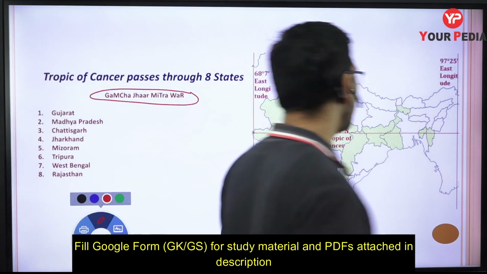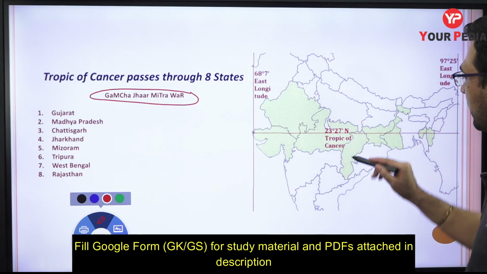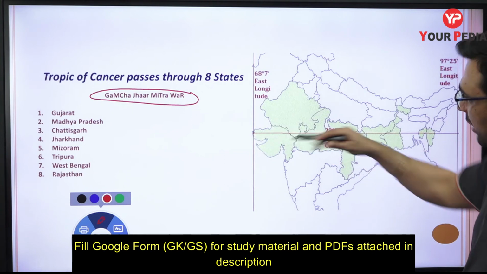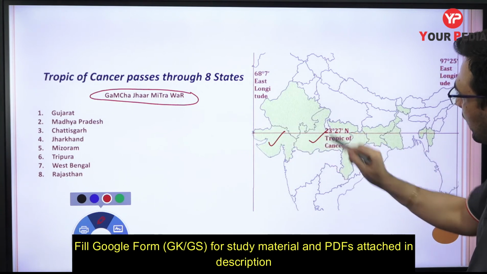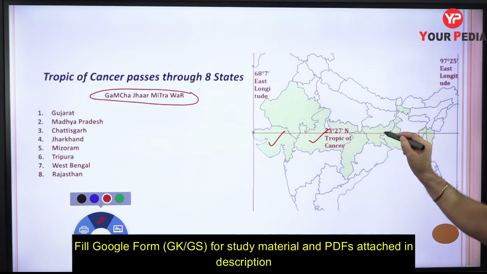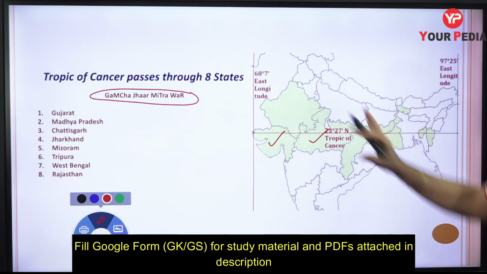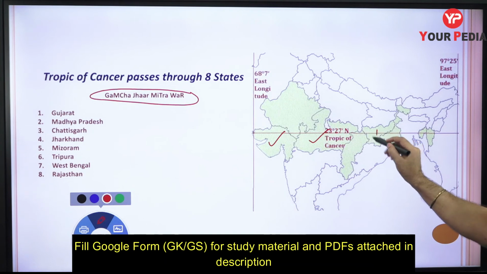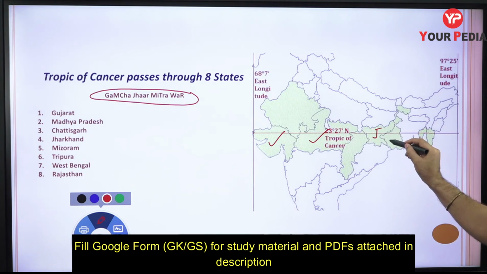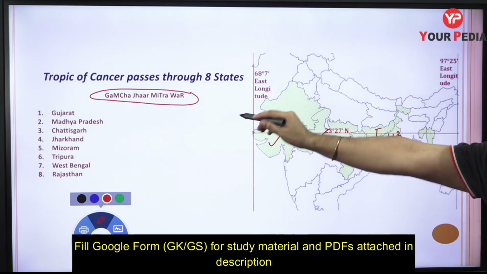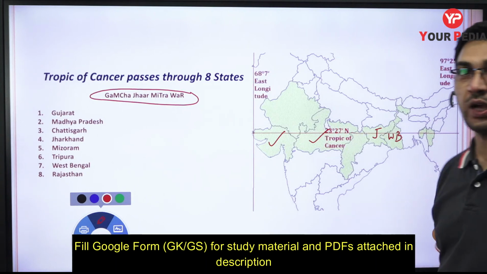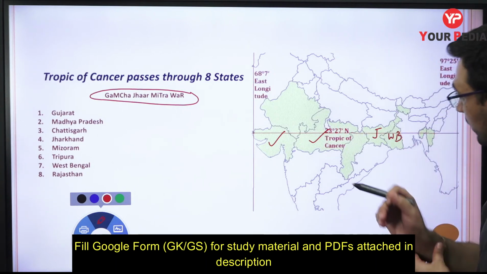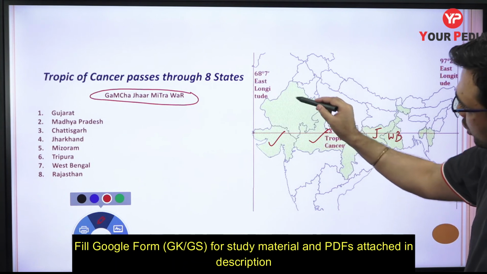The other thing is, I don't think there is much to remember, because the significant states are in the middle. Gujarat, you know already, and Madhya Pradesh it is going to pass through, and if you have a little idea of the map of India, obviously it is going to be Jharkhand, and West Bengal. So I hope these four states you will, in any case, have in your mind. Now the rest, two states, that is Rajasthan.